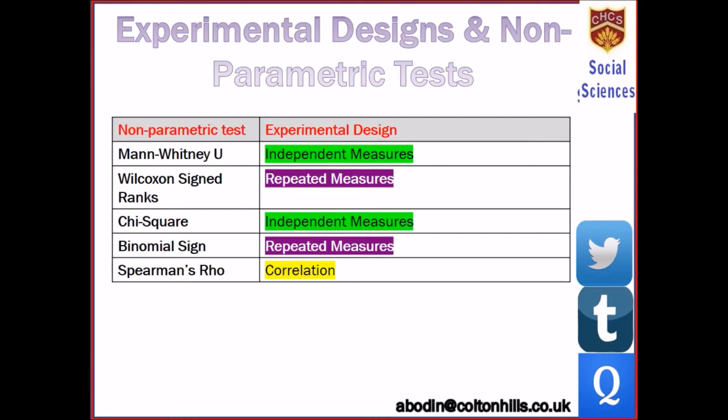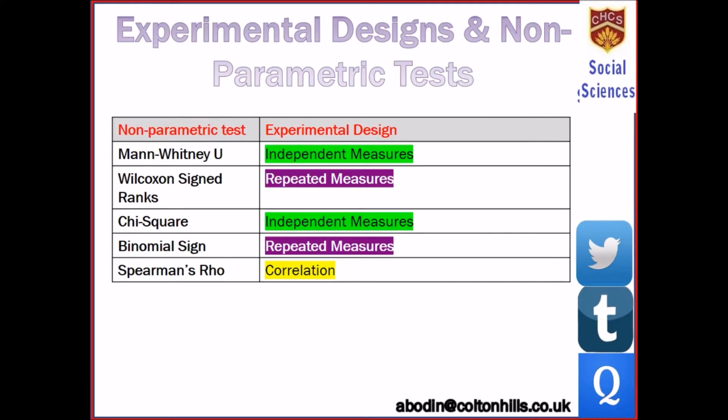So if in the exam you get asked a question that goes something along the lines of the researcher has chosen to use Spearman's rho test within their research, why is this the case? Then you know that it has been a correlational design that is used, because correlational design is what's required for Spearman's rho. Spearman's rho is reliant upon correlational design.